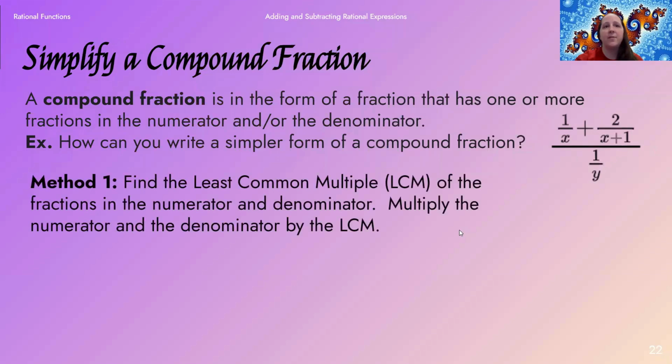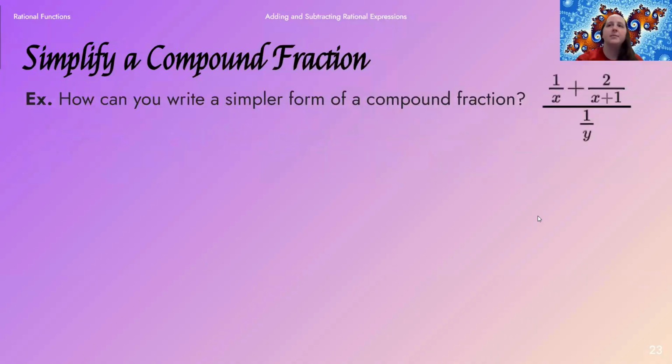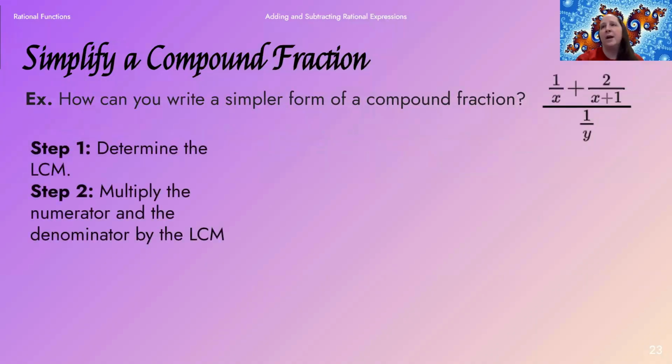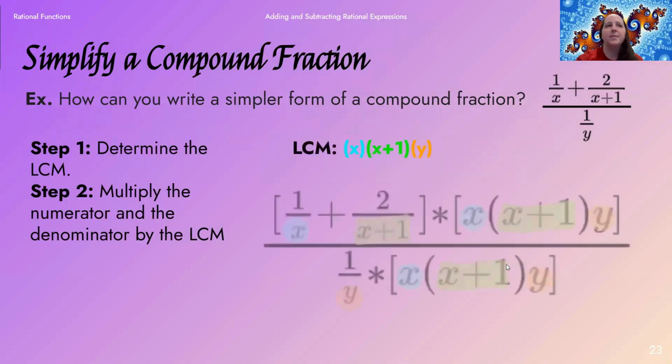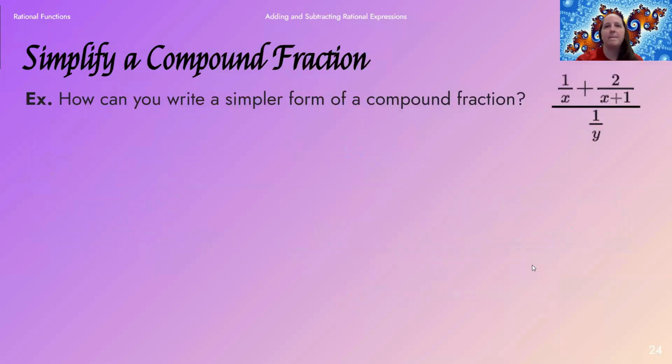Our first method is to find a least common multiple, or LCM, of the fractions in the numerator and the denominator. Multiply the numerator and the denominator by the LCM. Okay, so I need to find the LCM, which is x times x plus 1 times y. And then I need to multiply that compound fraction by that LCM.